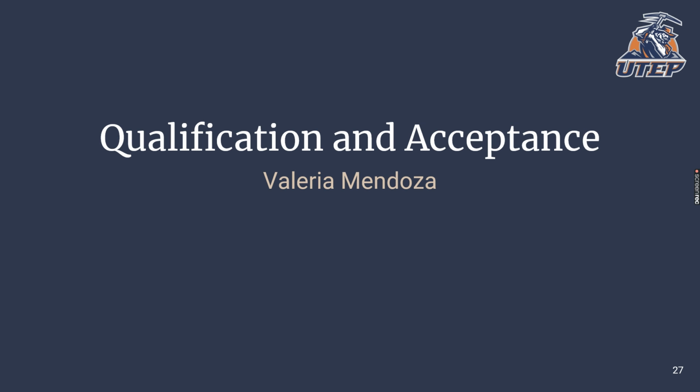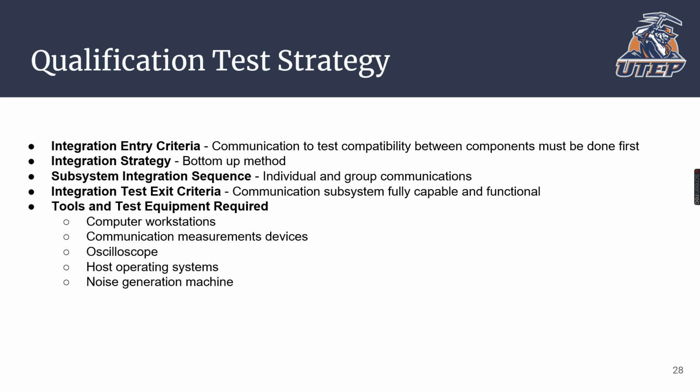Hello, my name is Valeria Mendoza, and I'm going to talk about qualifications and acceptance. The purpose of the communication system is to handle the navigation and relay information from ground control to satellite relays to the rocket. There will also be communication subsystems relaying information within the rocket.